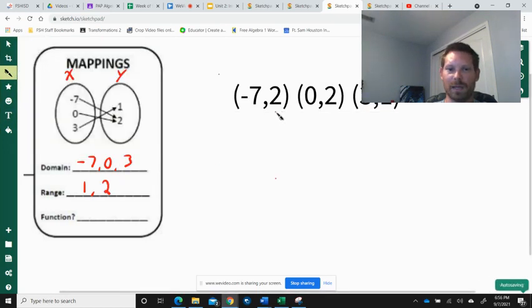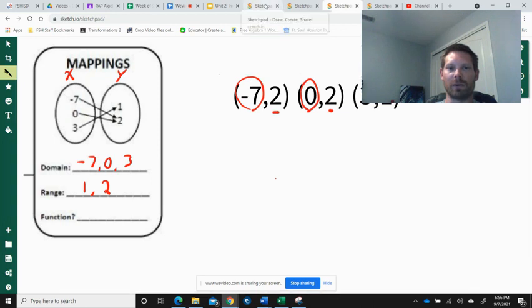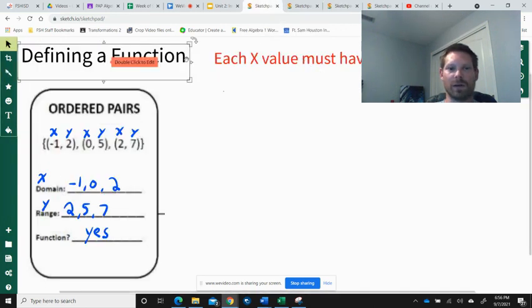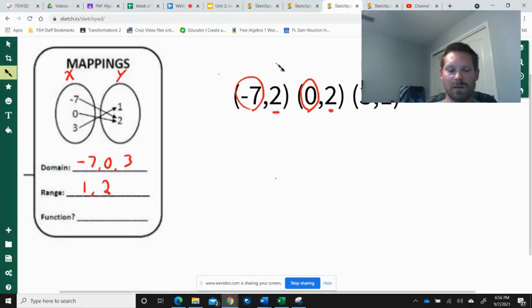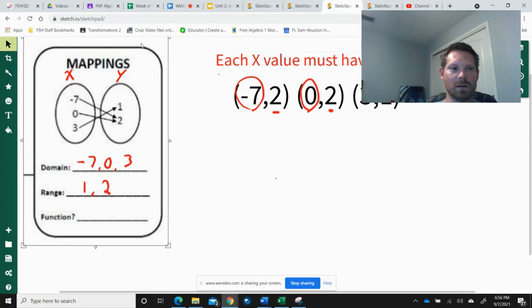Okay, now these twos repeat, but that does not mean it's not a function, right? Because -7 and 0 are two different x values. It's okay if they have the same y value. It's okay that they have the same y value because they're two different x values. All right, so let's go back to our rule and see if y'all can see how this works. See if I can just copy and paste that. All right.